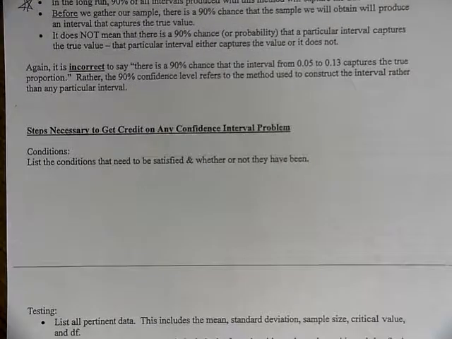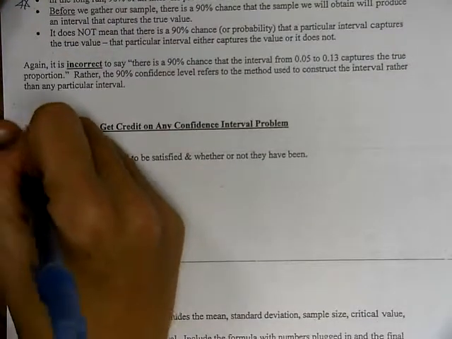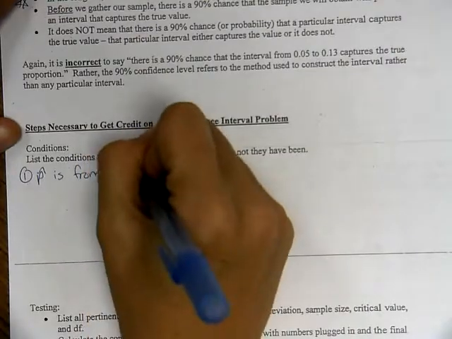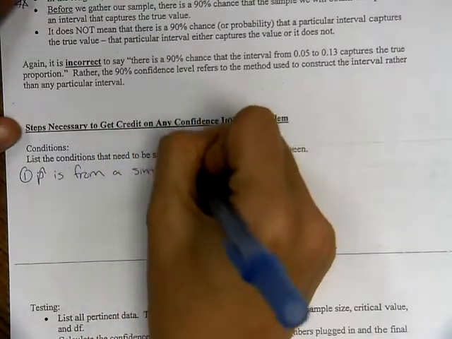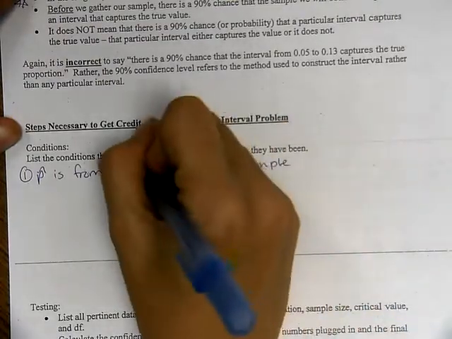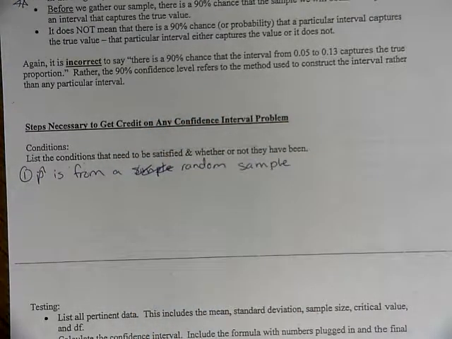So now let's take another day and go over the steps to get credit on any confidence interval problem. This is going to be for the rest of the chapter. For the listing, the first thing you have to do is list all the conditions and whether or not they've been met. The first one for now is that p hat is from a simple random sample. Or sometimes they'll just say it's a random sample because it could be stratified. So p hat is from a random sample.